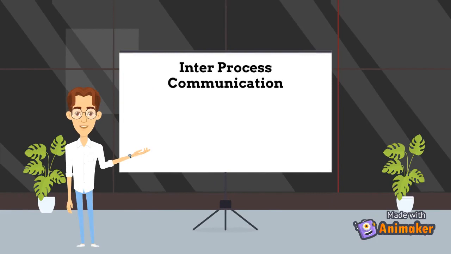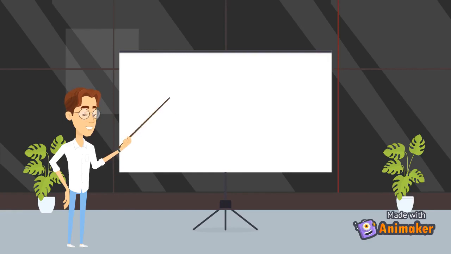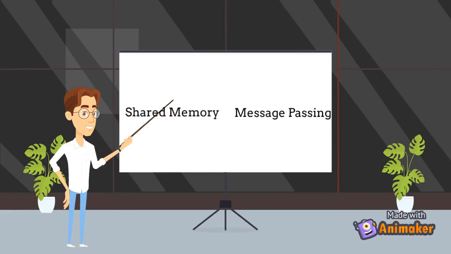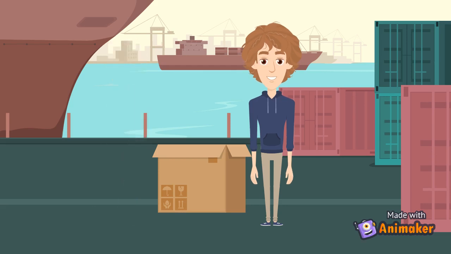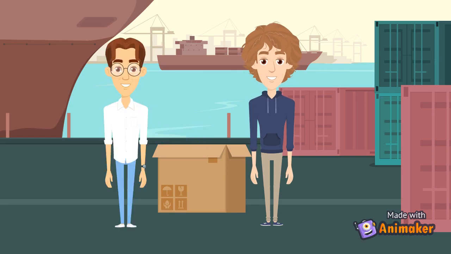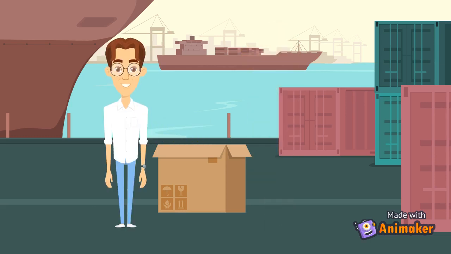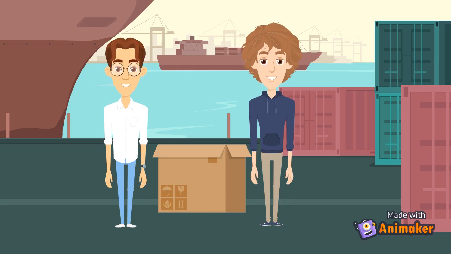Well, let's get deeper in our topic. We have two types of communication. The first is shared memory, and the second is message passing. We will suppose that I'm process A, and my friend is process B. The box is the shared memory, and I put my data in this box. My friend can take the data from this box. So this is the concept of shared memory.